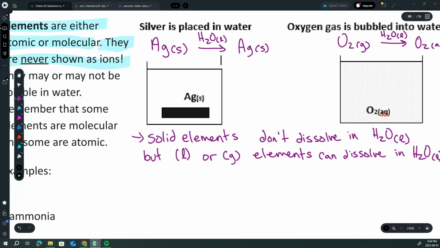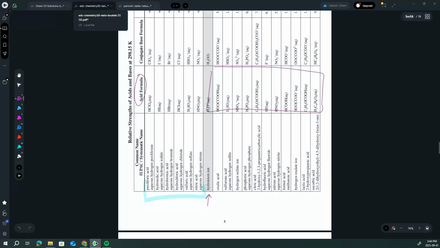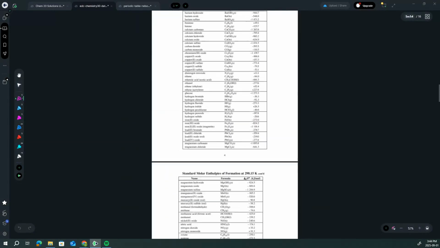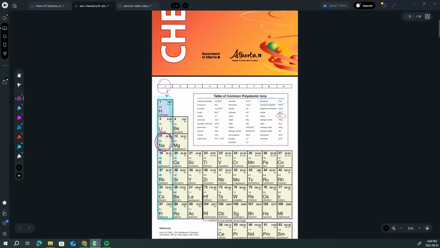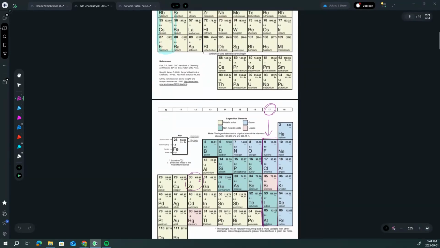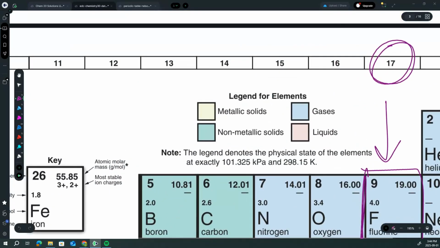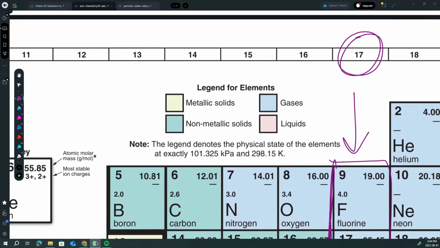Okay, so if you're wondering how do you determine if an element is solid, liquid, or a gas, you can go to your periodic table. It depends on what you're using. For your periodic table, you could either use the Chem 30 data booklet or the Nelson periodic table. They have different ways to show you what's a solid, liquid, or a gas.